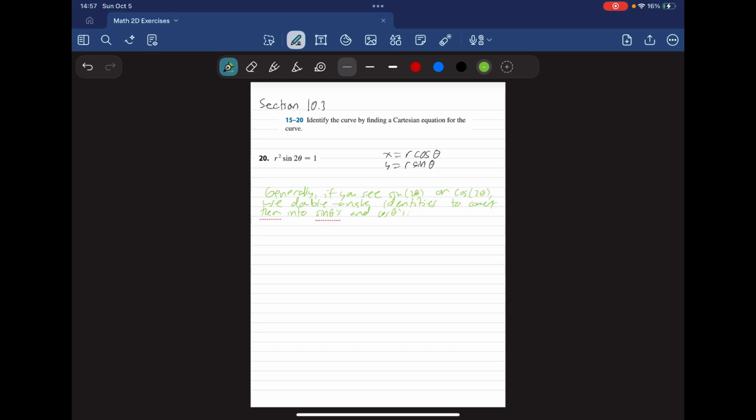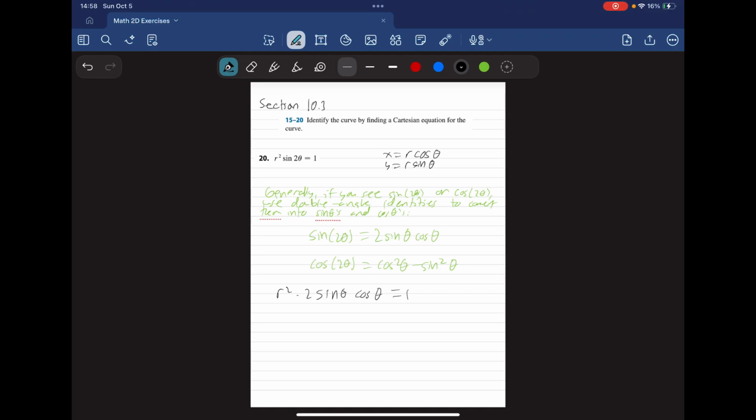So let me remind everyone what these identities say. The double angle identity for sine 2 theta says sine of 2 theta is equal to 2 sine theta cosine theta, whereas the one for cosine says that cosine 2 theta is cosine squared theta minus sine squared theta. The first of these is going to be useful for us because if we take our polar equation here and replace the sine of 2 theta with this, we get the equation r squared times 2 sine theta cosine theta equals 1.